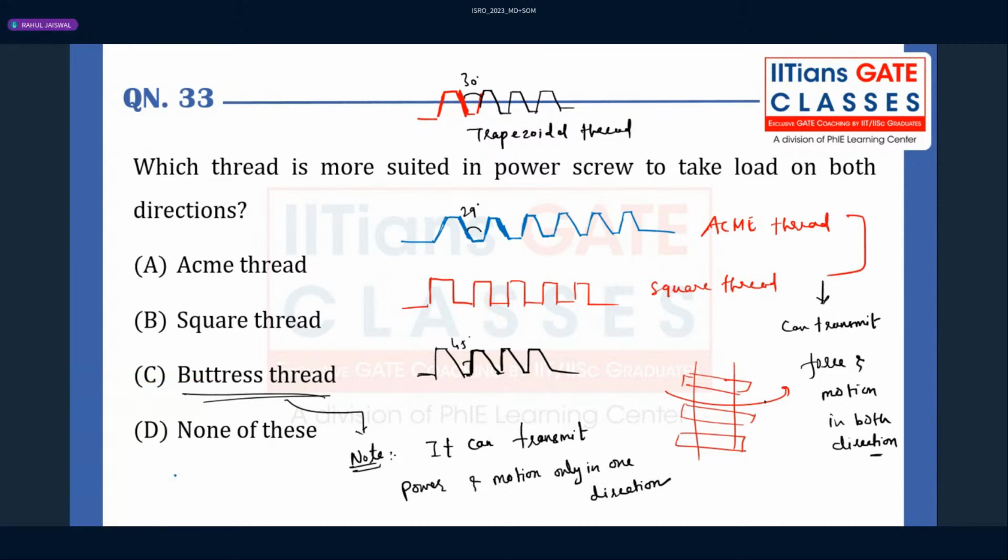No doubt, this is very, very important. What is this 29 degree? We call this the thread angle.